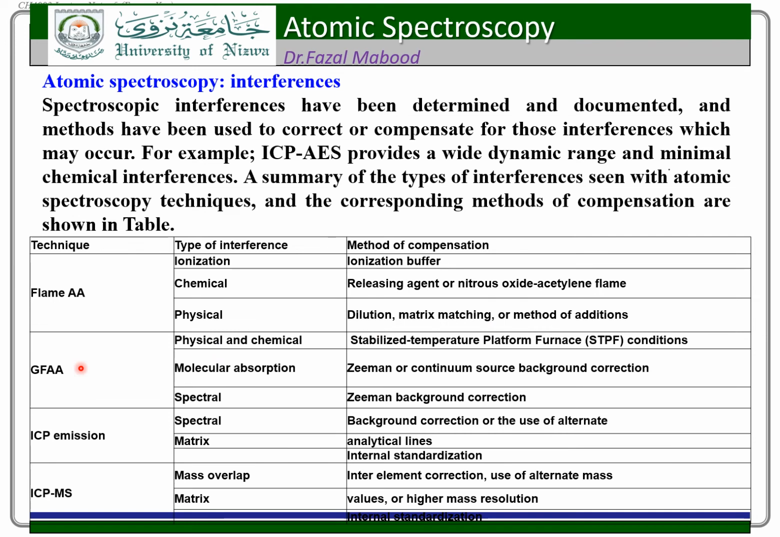In graphite furnace atomic absorption spectroscopy, the types of interference are physical and chemical. Stabilized temperature platform furnace, STPF, conditions should be stabilized. For molecular absorption, Zeeman or continuum source background correction should be done. For ICP emission, spectral and matrix interferences: background correction, use of alternative analytical lines, internal standardization. ICP-MS: mass overlap or matrix, inter-element correction, use of an alternate mass value or higher mass resolution.